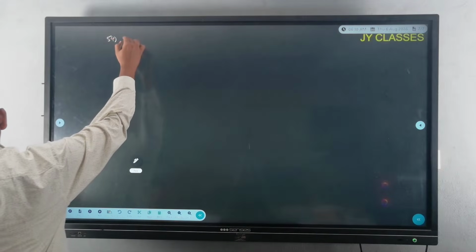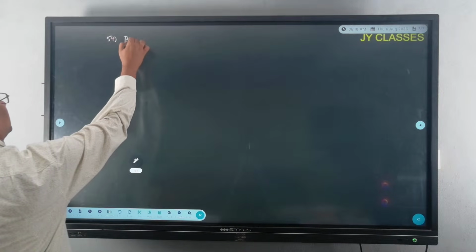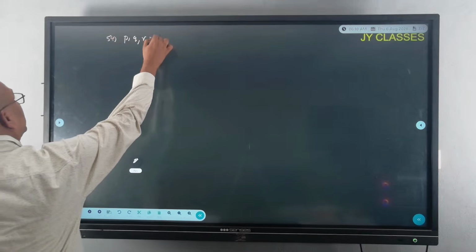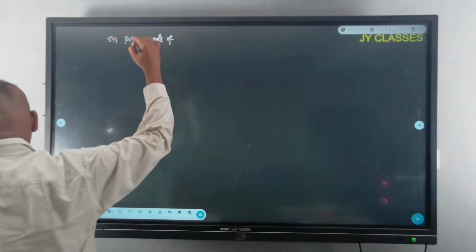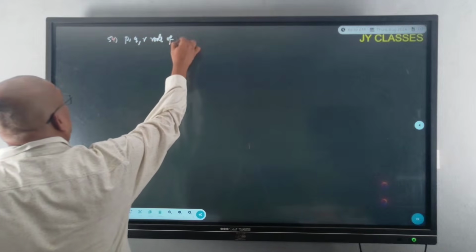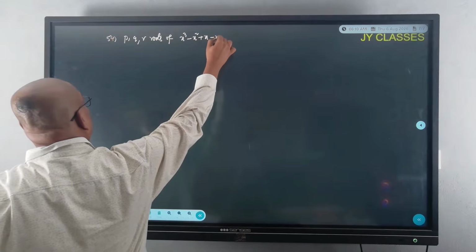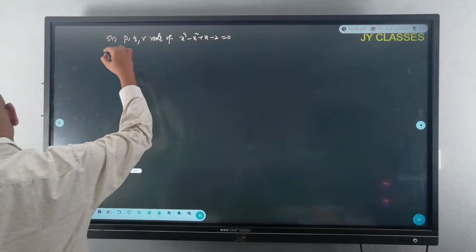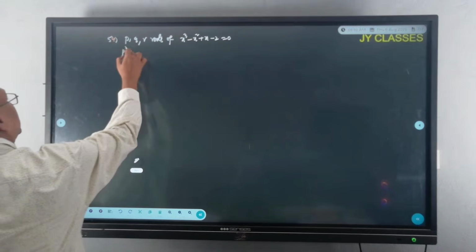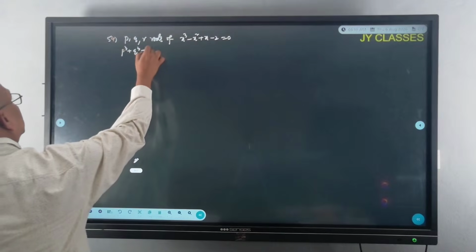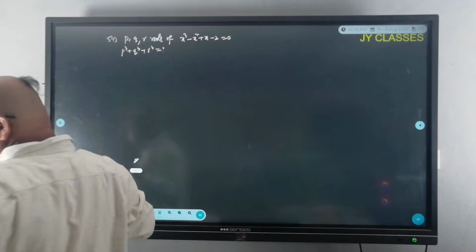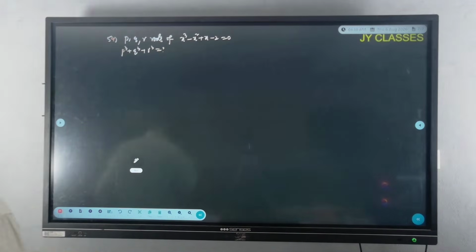Question 54. If p, q, r are roots of x cube minus x square plus x minus 2 equal to 0, then what is p cube plus q cube plus r cube? That is the question.